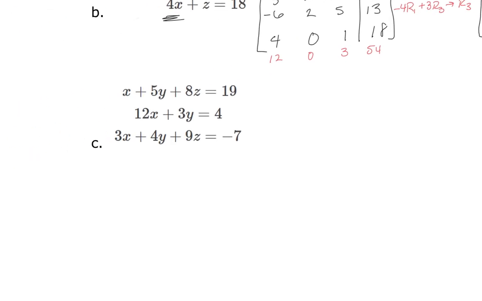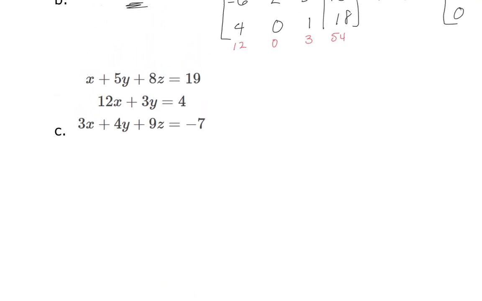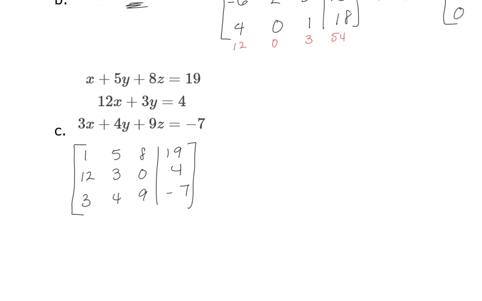Okay, let's take a look at this next one. I'm going to go ahead and set it up and go through it, and then I want you all to do the next one. So the first line is 1, 5, 8, and 19, and then 12, 3. There is no z, so I put in a 0, and 4, 3, 4, 9, and -7. Now this one is a much nicer one, just simply because it starts out with a 1 in this position.